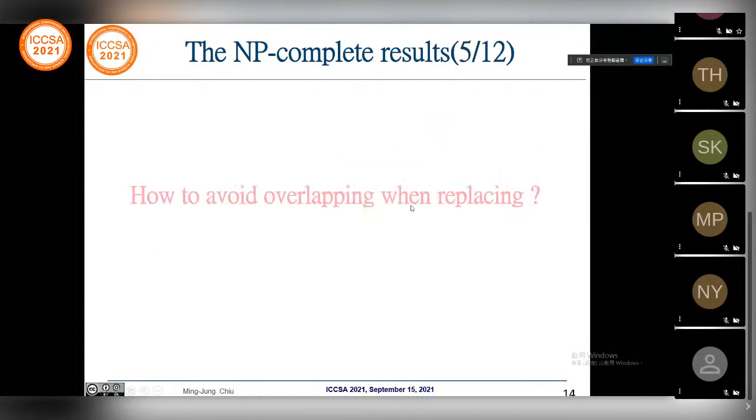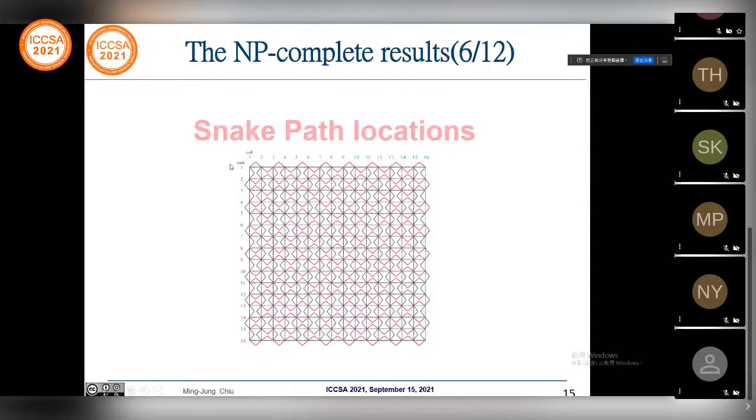How do we avoid overlapping when replacing? We use a way called snake path allocation. For a horizontal line, we repeat the pattern from up to down. For a vertical line, we repeat the pattern from right to left. Using this way can avoid overlapping.